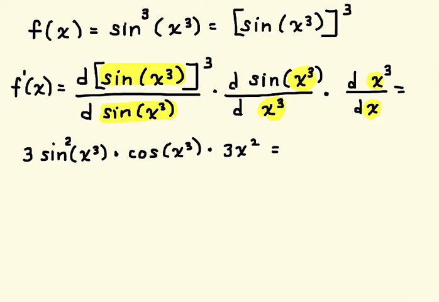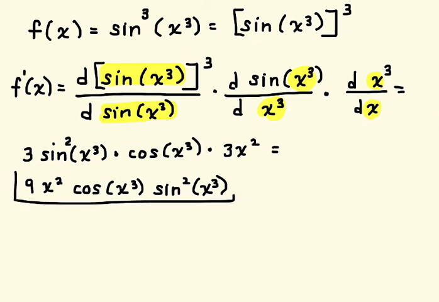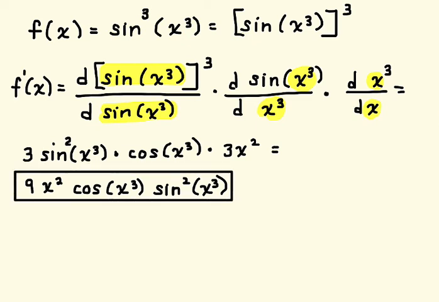So we take all of our coefficients from the three different facts we have here. 3 times 3 is 9. And we would usually move that x squared up to the front. I don't have to have cosine first, but I am writing it first. That's fine. Cosine x cubed times the sine squared of x cubed. This was a triple chain, and it's an example of the chain rule. There's our answer. So I'm going to stop the video and we're going to try some practice problems.